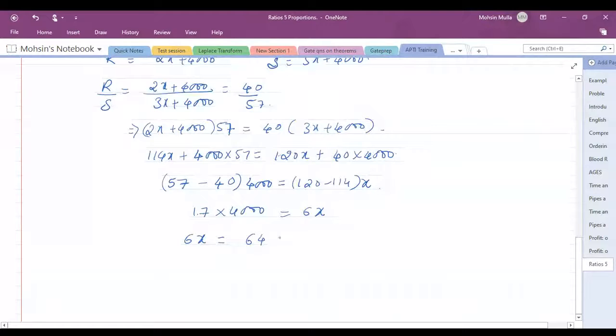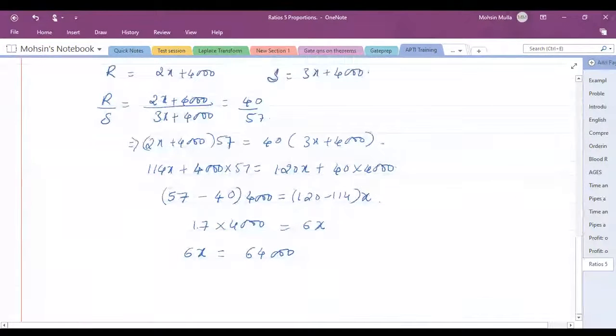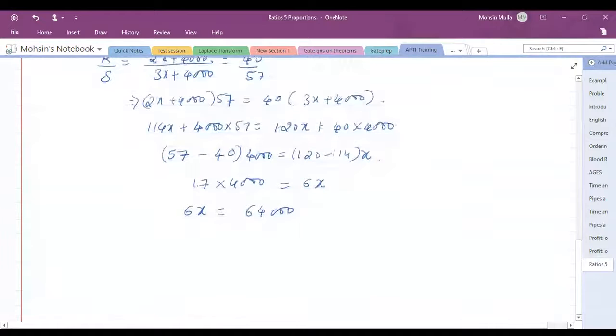Now here you see, 3x plus 4000. If 6x equals 64,000, then directly you can write 3x by dividing by 2 on both sides, so it becomes 34,000. Okay, so the salary of Sumit is nothing but 3x plus 4000.